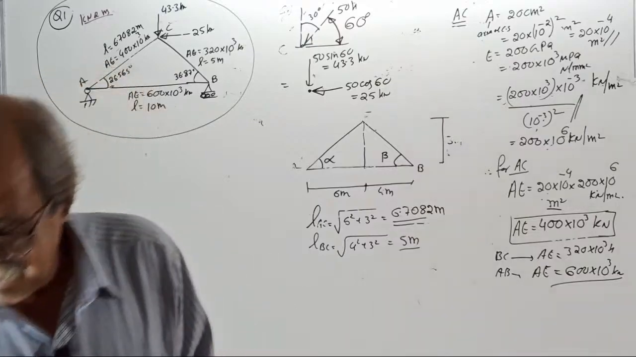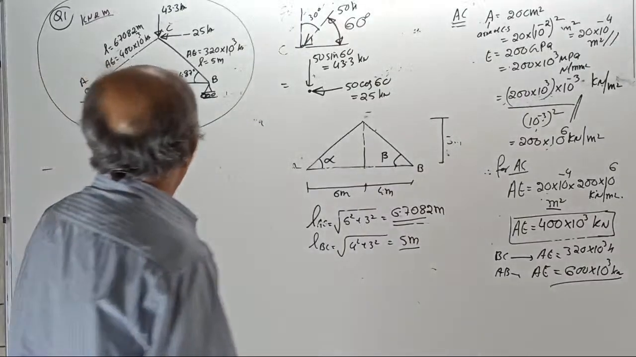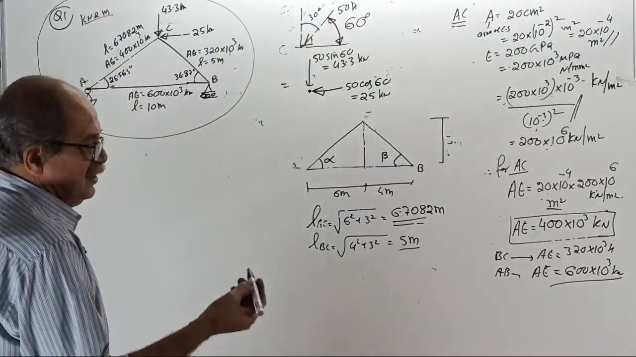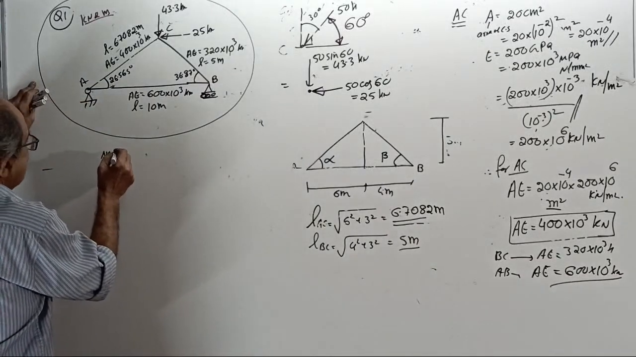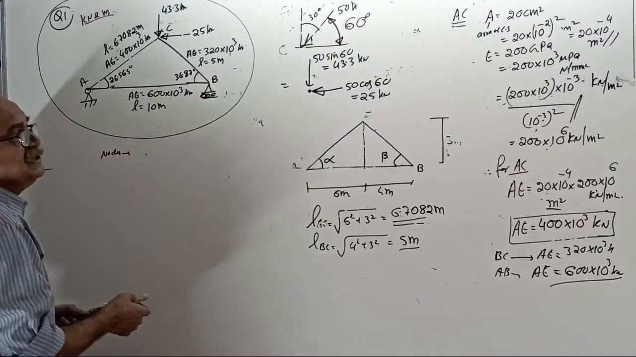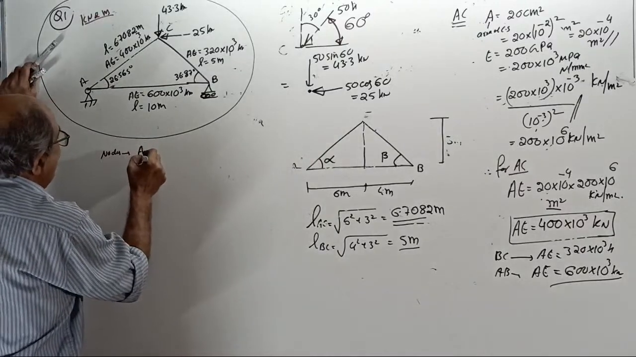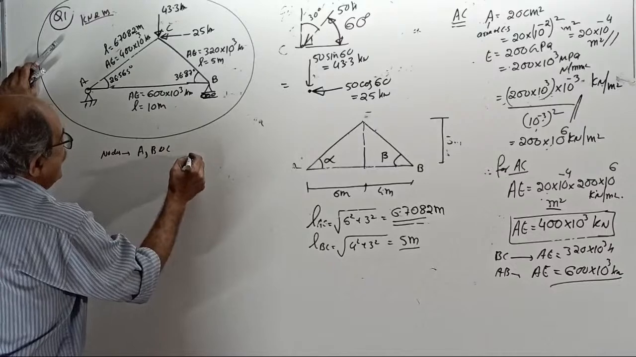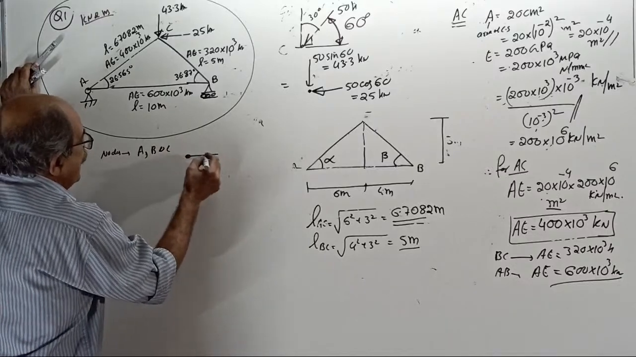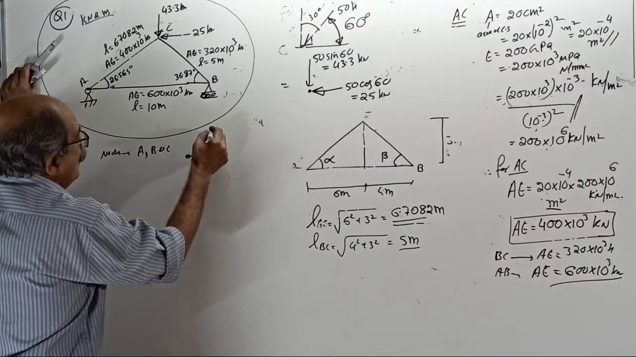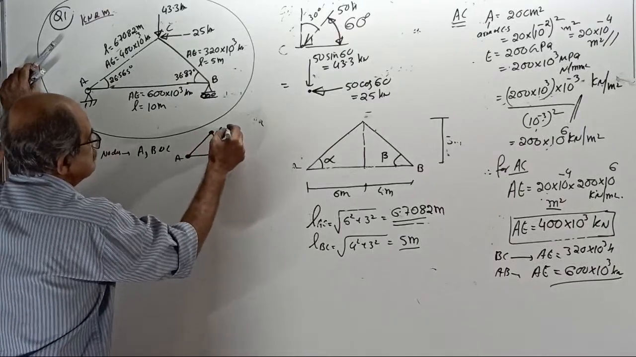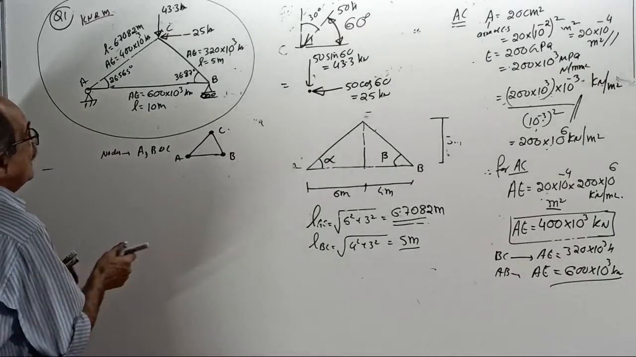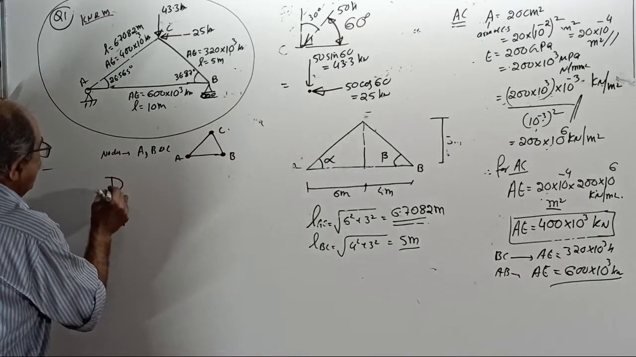Clear. Okay. Now, next step: first remember, where are nodes considered? Nodes are considered only at joints here. Nodes at A, B and C. That is one node here, one node here, one node here. A, B, C. These are the nodes.